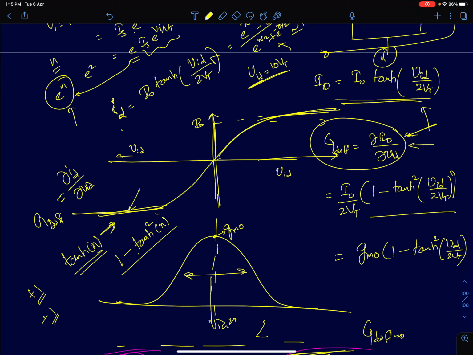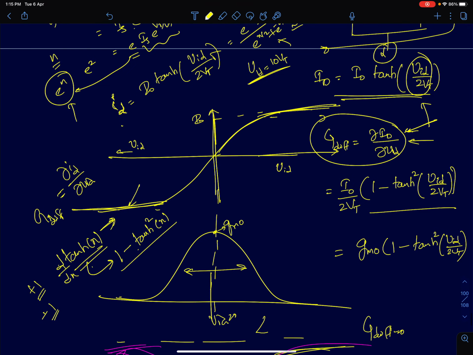again I've called it VID by 2 VT, you can call it x, and differentiate this. So again you'll have to know this result: if you differentiate tanh x, d by dx of tanh x, that is simply 1 minus tanh square x.